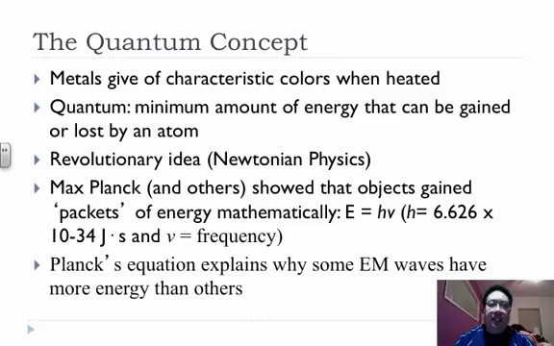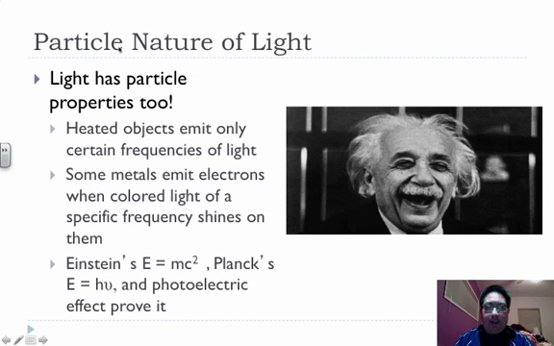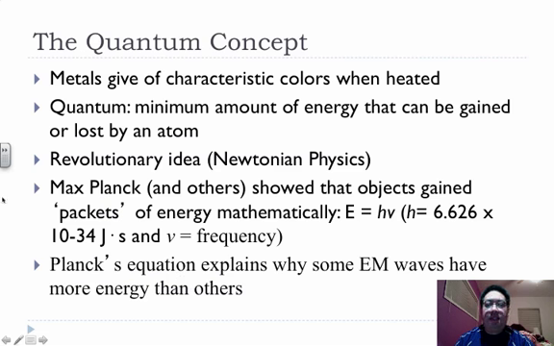The idea here is that waves or light can behave like a particle too, in the sense that it has energy and energy has mass, and that was kind of the hard part. The quantum concept, this whole idea of giving off colors when heating things, is the crux behind that. We've been calling them photons the whole time, but a more general way to refer to this is a quantum. This is the minimum amount of energy that can be gained or lost by an atom. This was a big idea back in the early 20th century. It went against classic Newtonian physics.